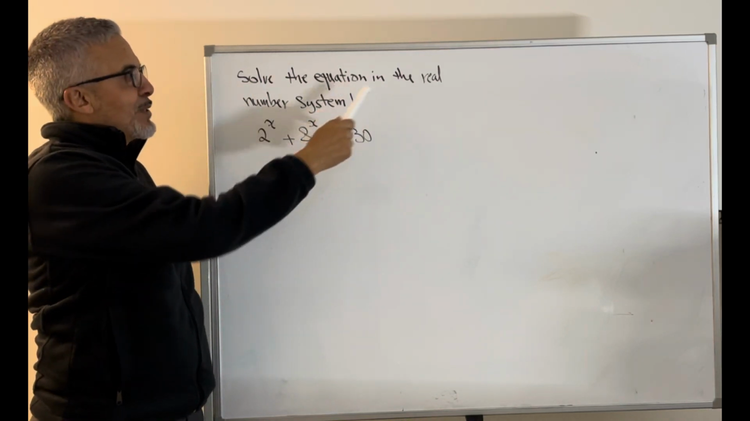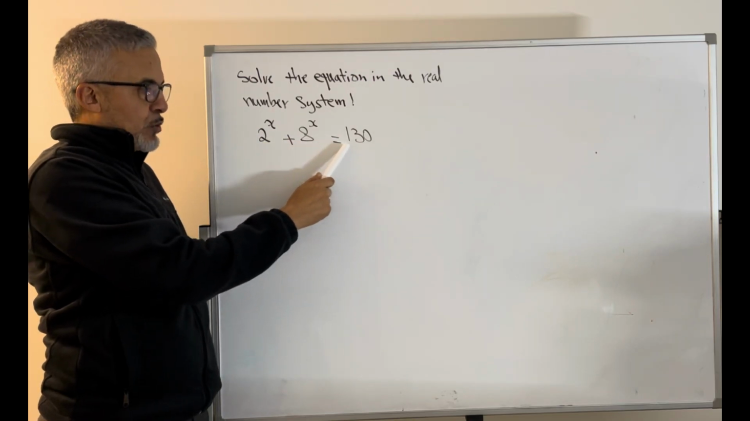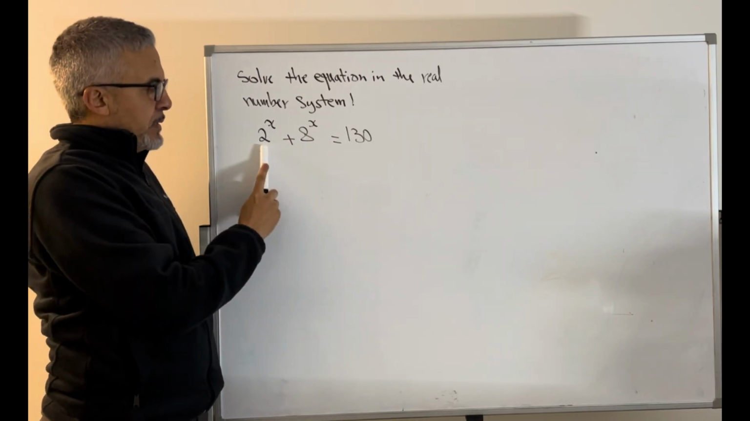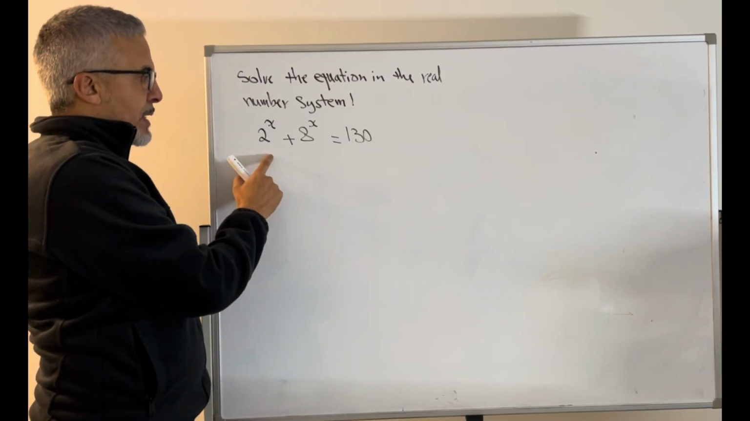So solve this equation in the real number system. 2 to the power of x plus 8 to the power of x equals 130. This is an exponential equation, but this is going to take a little bit of time to solve.